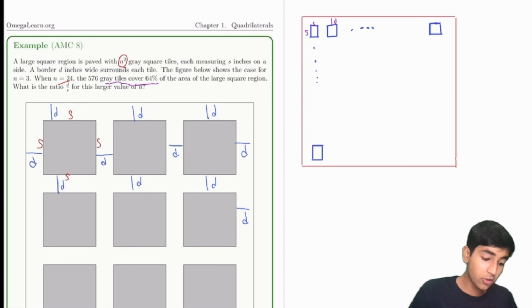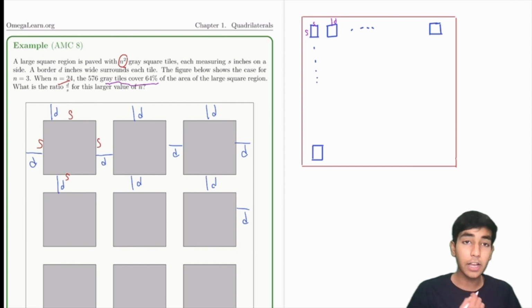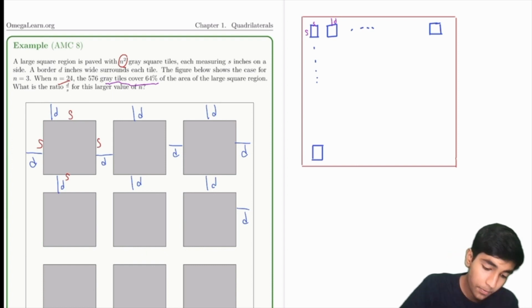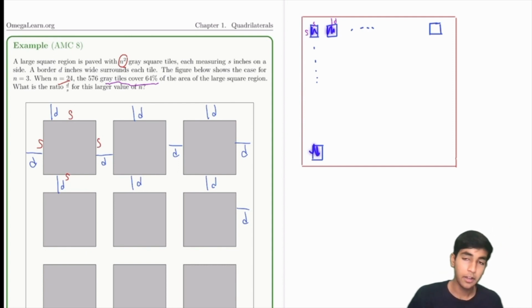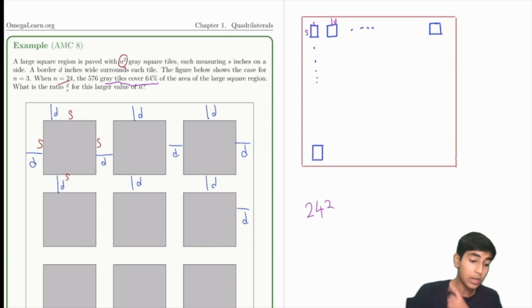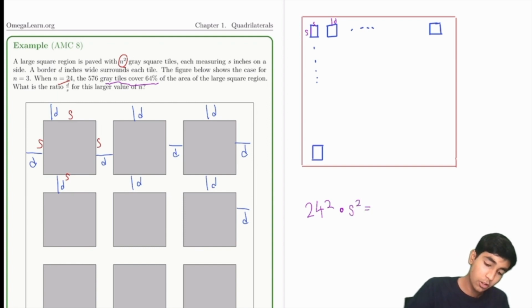So we're given that the 576 gray tiles cover 64% of the area of the large square region. Okay, so we're given that these areas cover 64%. So how do we make use of this condition? First, let's find the area of all of these tiles, of course, in terms of our variables. It's a 24 by 24 grid, so it's going to be 24 squared gray tiles. Each of these gray tiles is s by s. You know the formula for area of a square, s squared. So 576 s squared.